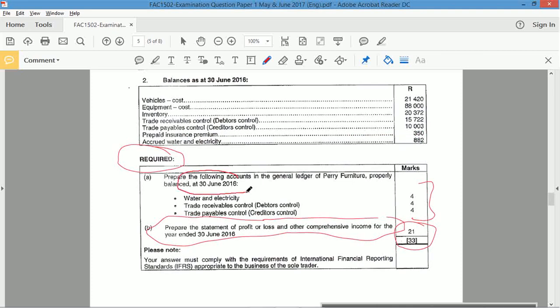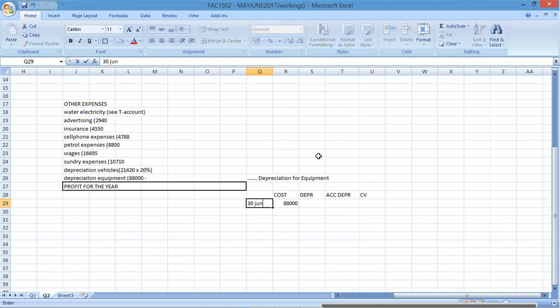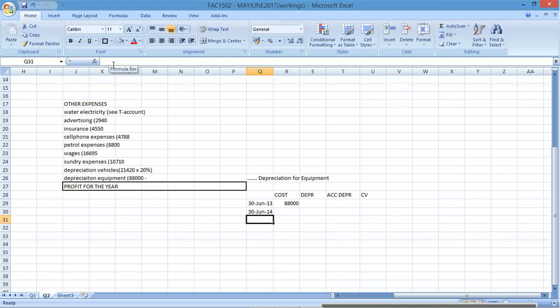Look at the required. 30 June 2016 is the date. When did I buy the equipment? 30 June 2013. Okay, so 30 June 2013 is the date that I bought it. I'm then going to have 2014, which is 1 year, then 2015, right? Yes. Okay, so actually, this should go here. 2015 and 2016. Okay, so this is when I bought it by, right? So this would have been year one, year two, year three. Okay, so I'm looking at that point in time. That's what I want in terms of depreciation.